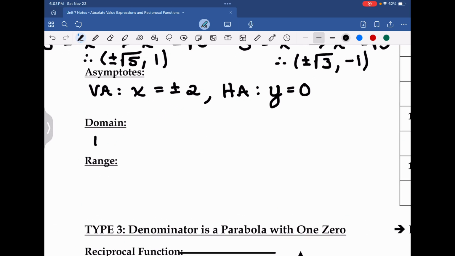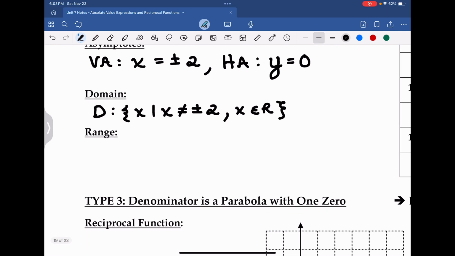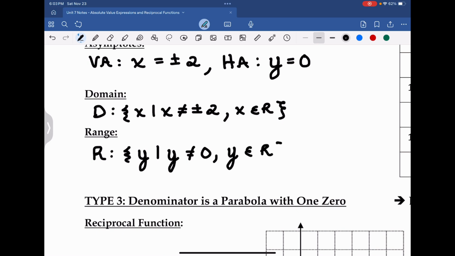Okay, domain and range. Our domain is restricted by the vertical asymptotes. So we have to account for this and say x such that x cannot equal plus or minus 2. As long as x doesn't equal plus or minus 2, it can be any real number in the plane. We then look at our horizontal asymptote to determine our restriction on our range. Our horizontal asymptote said that our y value cannot cross where y equals 0. If it's y equals 0, then it will approach that value, but it won't actually cross. And then we say y is an element of the reals. Excellent.